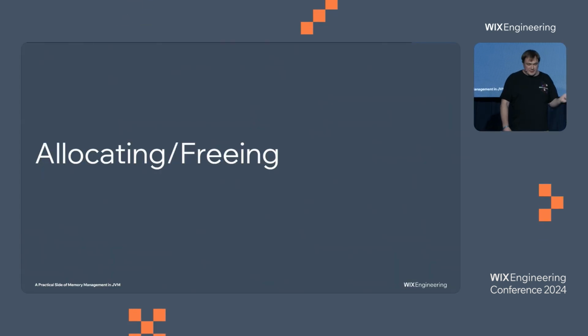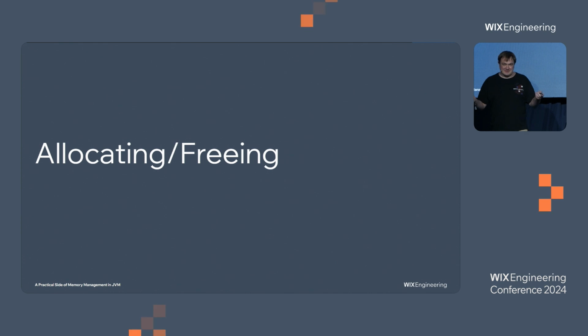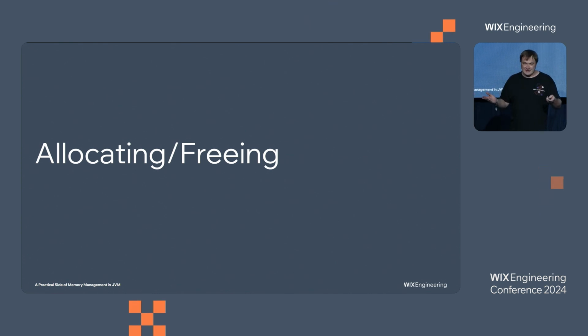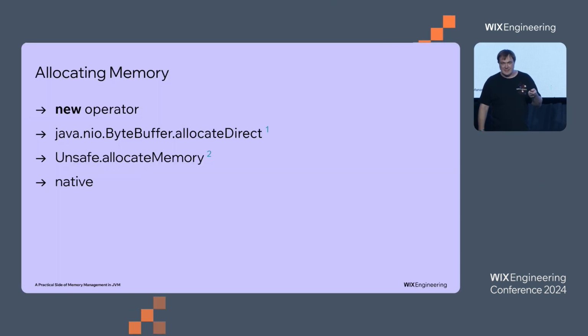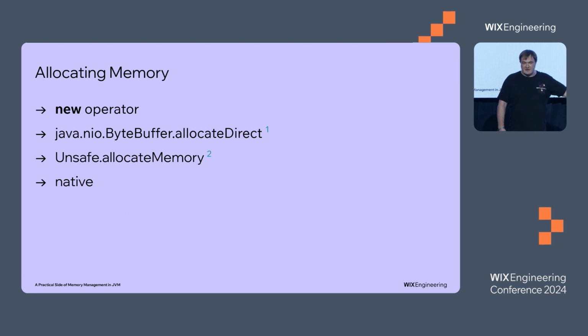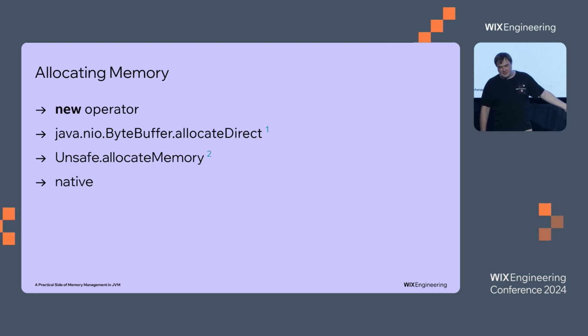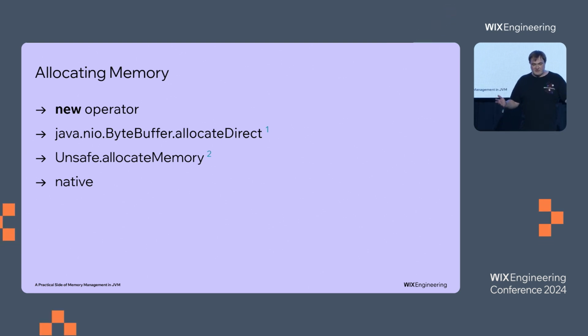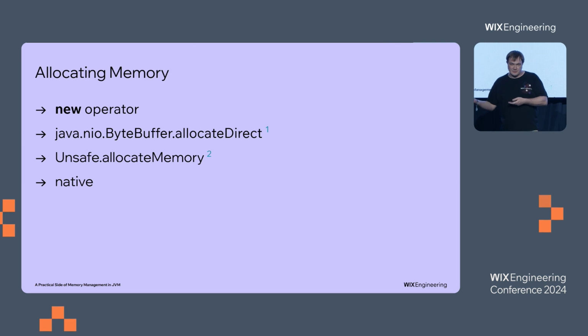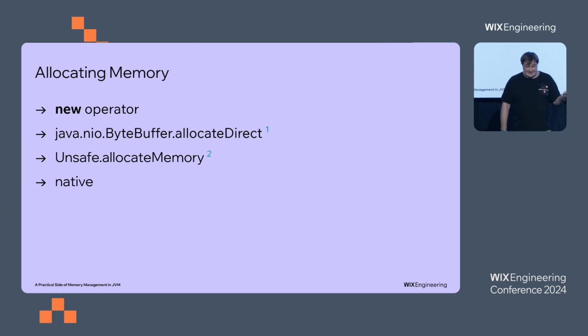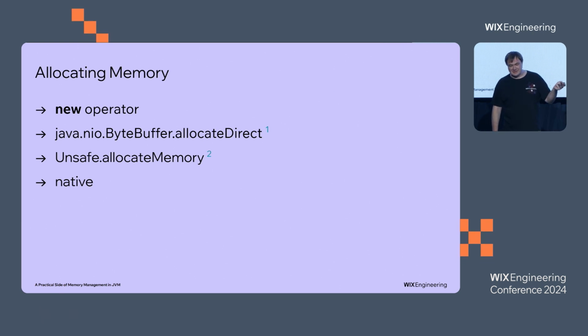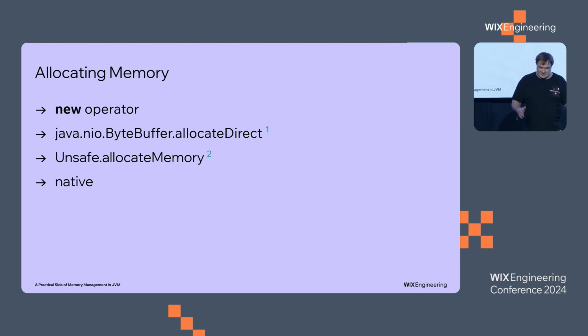Okay, let's quickly iterate that we all know how to allocate memory in JVM. So we have the new operator to allocate memory on heap. We have direct memory that we allocate via ByteBuffer. We have the notoriously known class Unsafe that also allows you to allocate off-heap memory. And also we have native allocations.